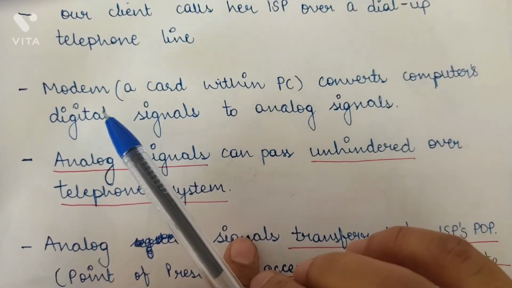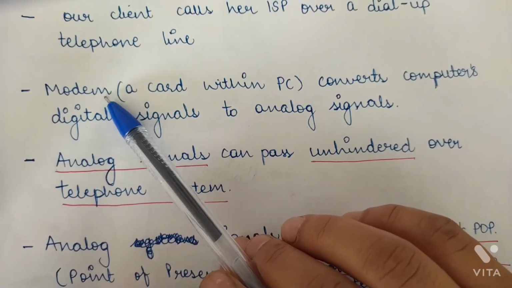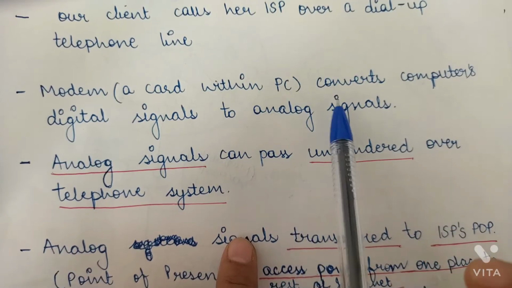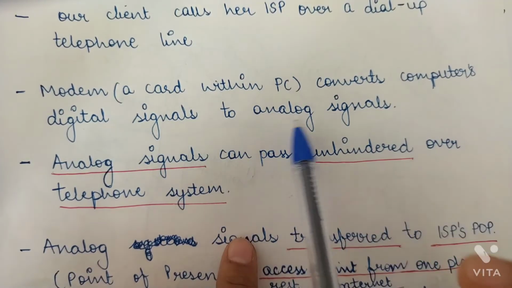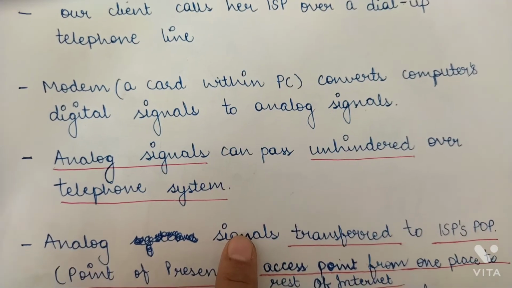Of course, the most important thing that is required to have an internet connection is your modem. A modem is basically a card which is inserted within the PC. This converts your computer's digital signals to analog signals, and also the analog signals back to digital signals, right?